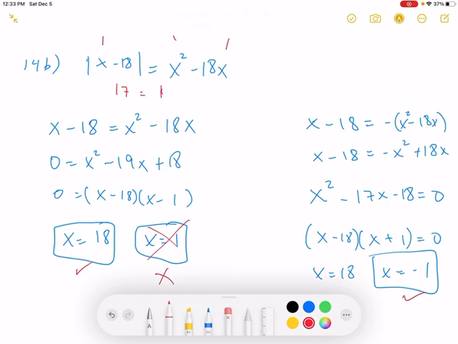1 minus 18 times 1 gives you -18. 1 minus 18 gives you -17. 17 is not equal to -17, and that's why x equals 1 does not work. And then you check the -1, and that one works, okay? So that's how you do this problem here. You guys can try the other ones.